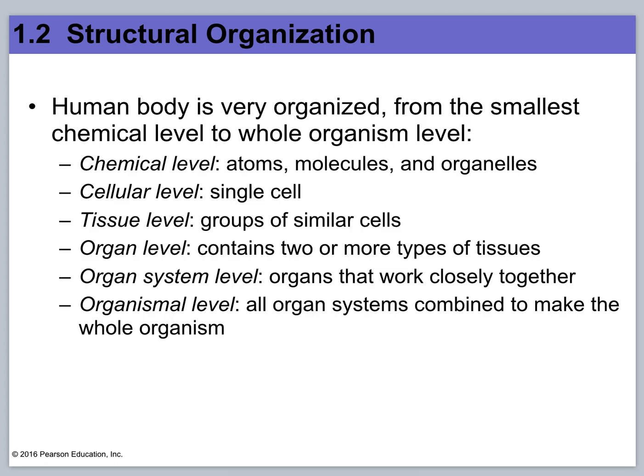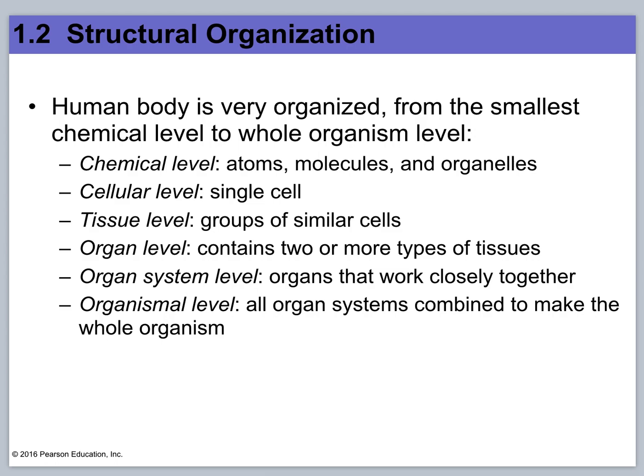You need to know that the human body is very organized. It's not thrown together haphazardly. It's very organized and systemic, from a cellular to a systemic level. You need to be able to identify the levels of organization from the smallest to the more complicated, starting at the chemical level, the cellular level, the tissue level, the organ level, the organ system level, and the organism level, and be able to know what these mean.